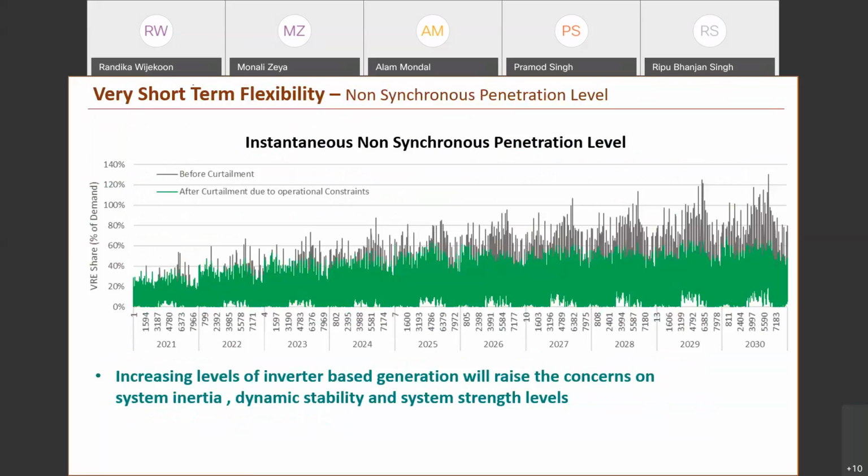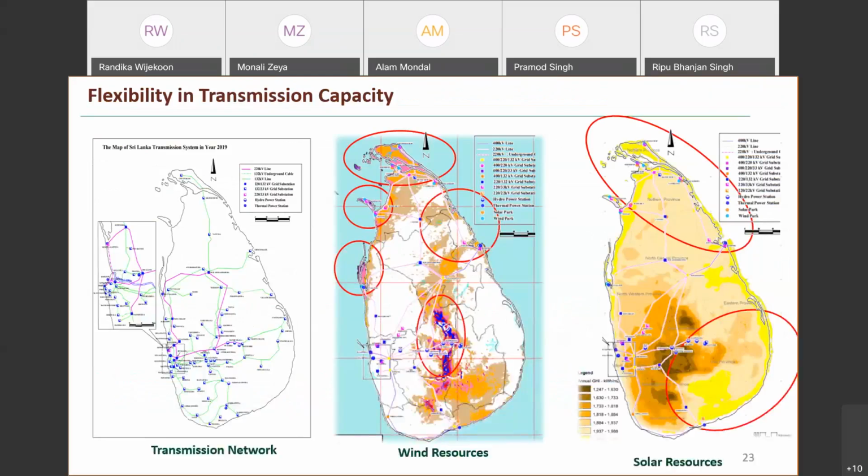And this figure shows an important challenge for isolated systems like Sri Lanka. This shows the instantaneous penetration level of wind and solar, again the non-synchronous generation, because when we have more and more non-synchronous, inverter-based generation in the system, it challenges the system inertia and the dynamic stability and the system strength levels as well. Therefore, Mr. Soni also mentioned how difficult it is to manage a smaller system. Therefore, this is another area that we are working on.